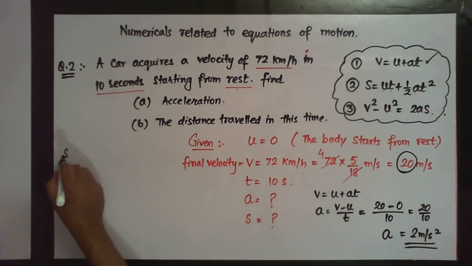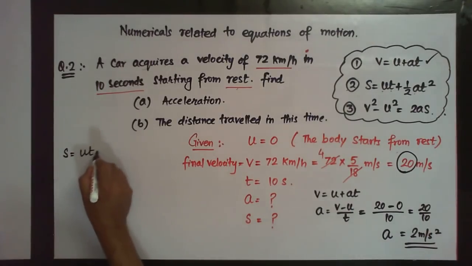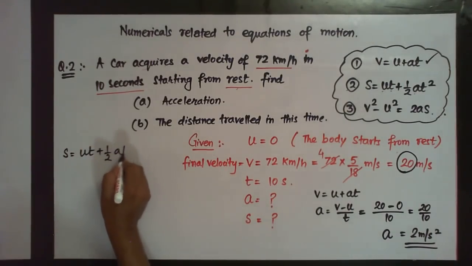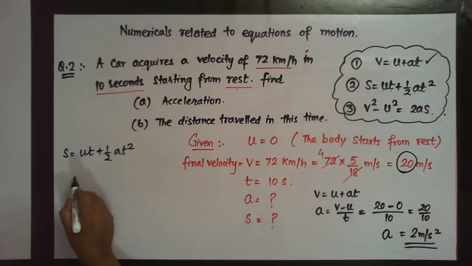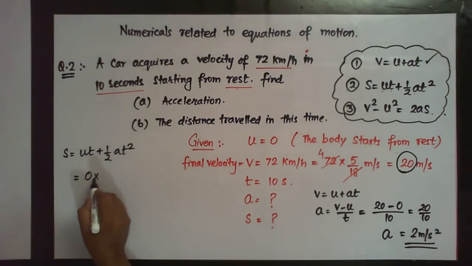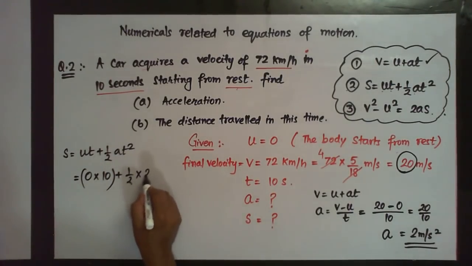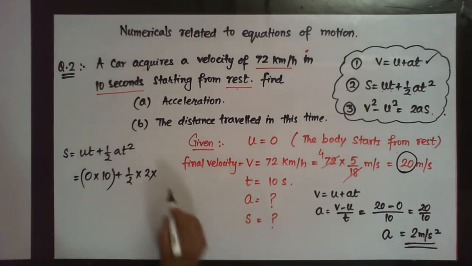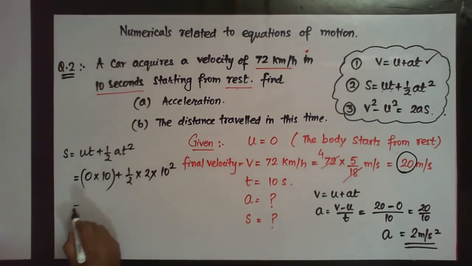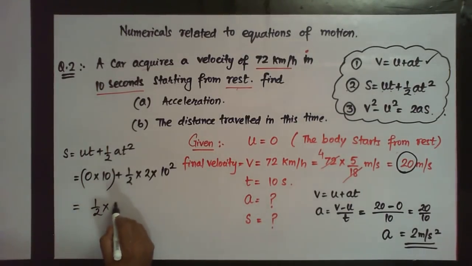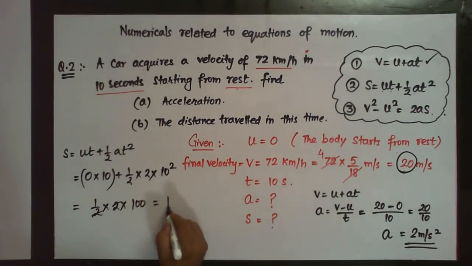So if I use S is equal to ut plus half at square, we get ut, u is 0, multiplied by time 10, plus half, a is how much? We have just calculated, it is 2, t square, it is 10 square. So this is 0, so we get half into 2 into 100. So 2 cancels, we get 100 meter as the answer.